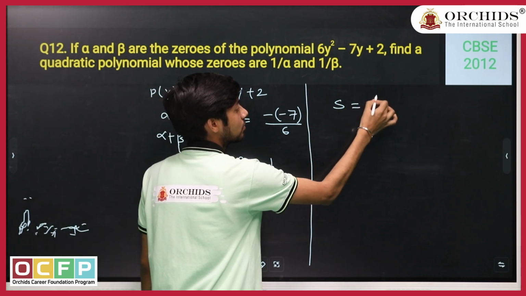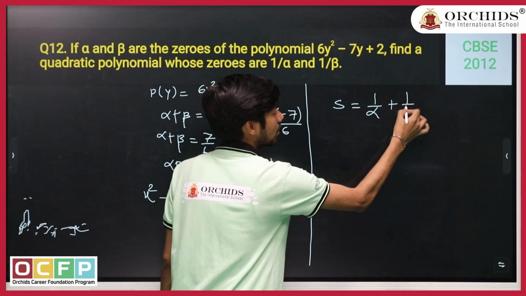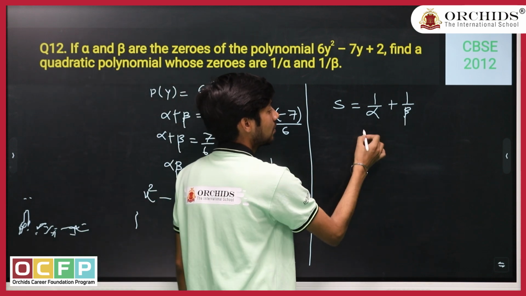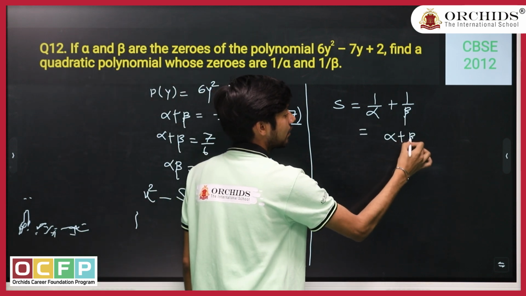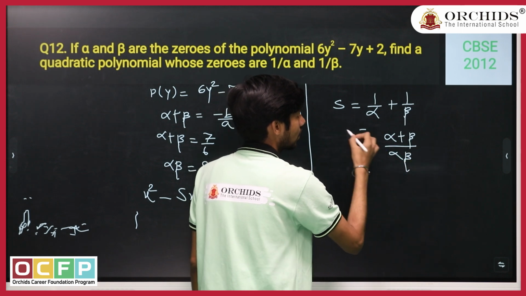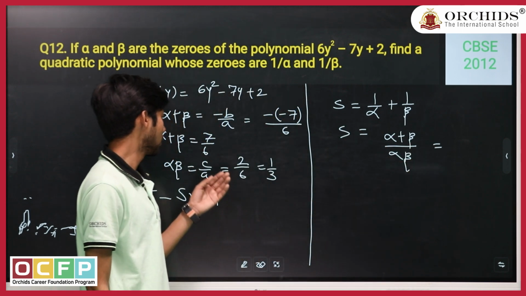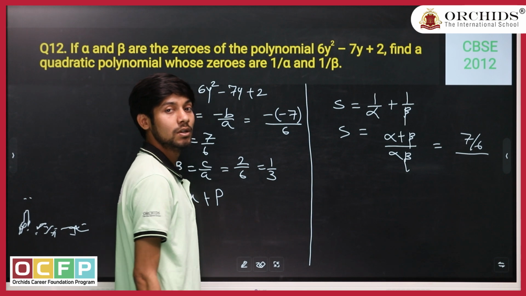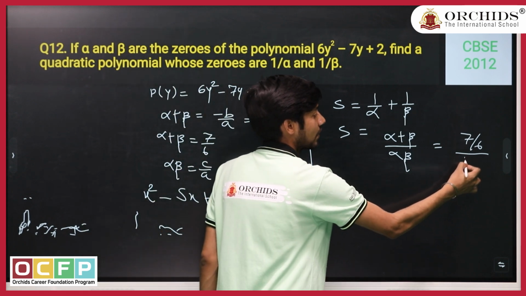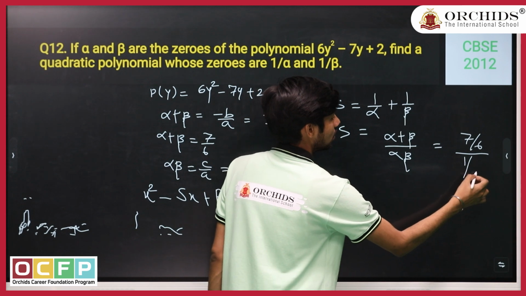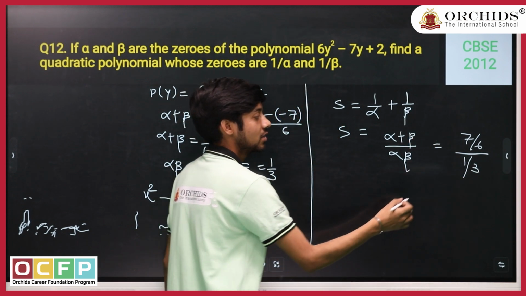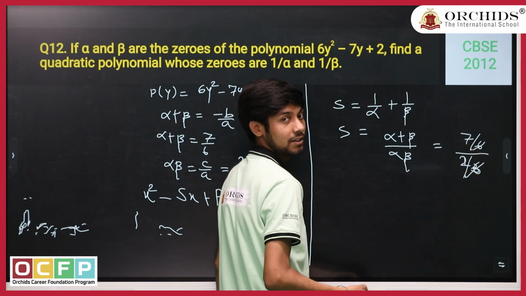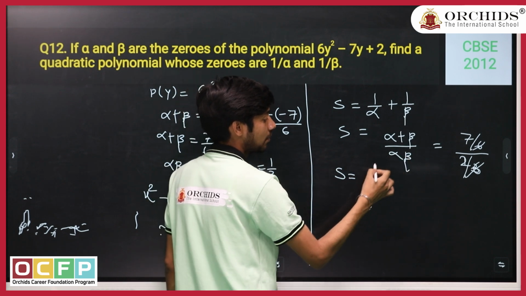Sum of zeros, s is equal to 1 by alpha plus 1 by beta, because our new zeros are 1 by alpha and 1 by beta. We can simplify it, we can write (alpha plus beta) divided by (alpha into beta). We know the value of alpha plus beta, that is 7 by 6, and we also know the value of alpha into beta, that is 1 by 3. Or we can just keep it 2 by 6, it will be easy for you to cancel it out. So 6 and 6 will get cancelled out. We are getting the value of s as 7 by 2.